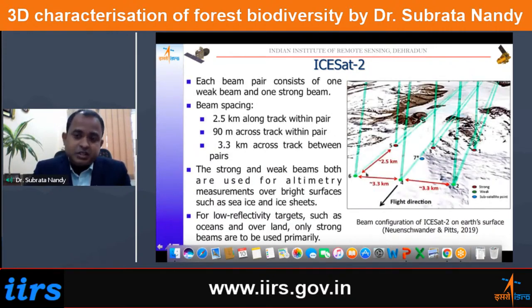And this is how it looks like. So basically, you can see there are 3 pairs like this, and there is weak beam as well as strong beam as well. So for the surfaces which are low reflectivity targets such as ocean or land, strong beams are generally used, and beam spacing is like 2.5 meter along track within the pair, and 90 meter across track within the pair, and 3.3 meter across track between the pairs. And every pair here will have a strong beam as well as a weak beam.